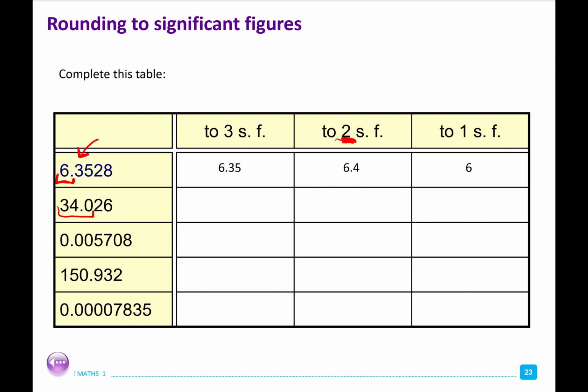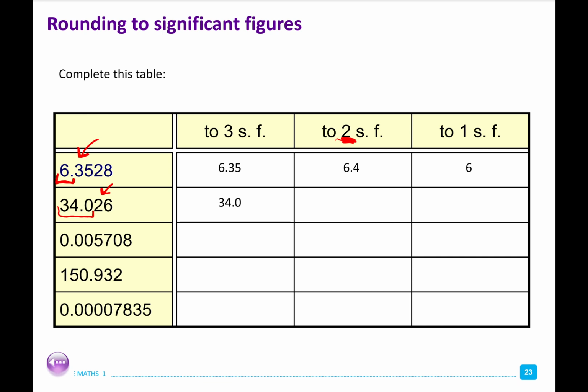I look at my 4th value to see whether I round up or round down. My 4th value is less than 5, and therefore I round down. My answer is 34.0.